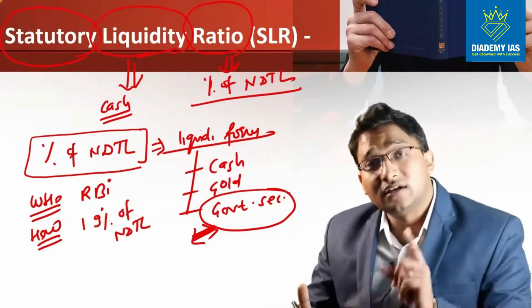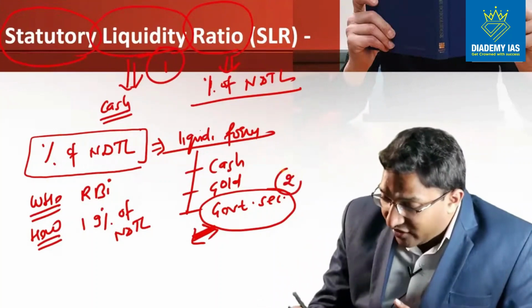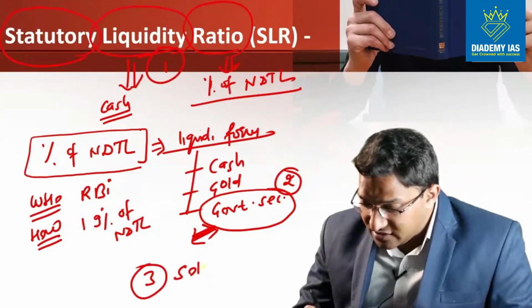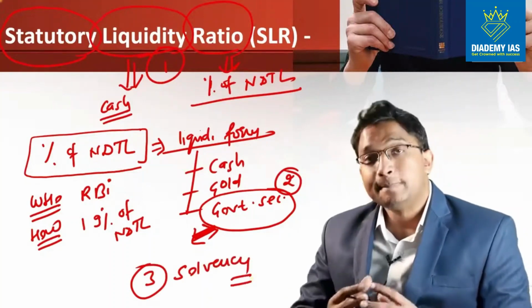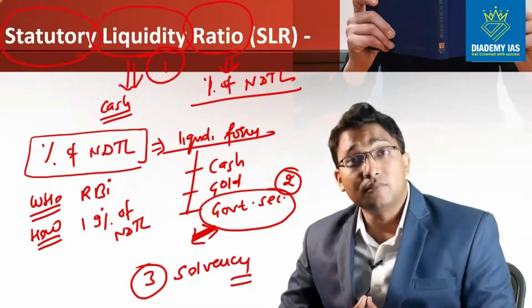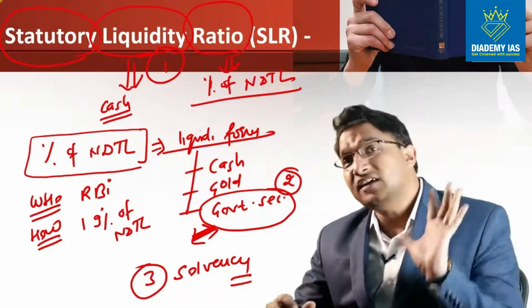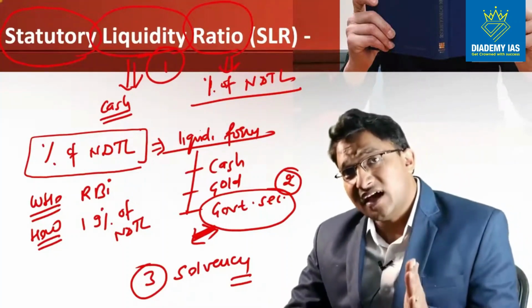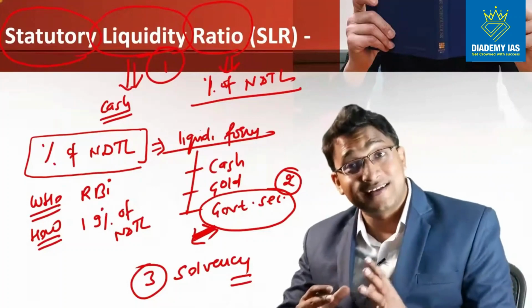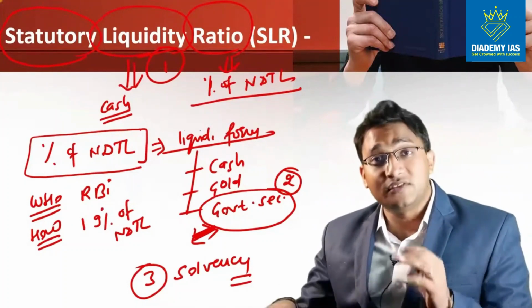What is the purpose of SLR? Again, the purpose is, number one, maintaining the liquidity; number two, acting as a source of funding for the government security; and third, maintaining the solvency of the bank. Whenever the customers come to the bank and demand their money back, the bank should have some assets with themselves. And a very crucial thing: this SLR amount has to be kept with the bank itself. It is different from CRR. In the CRR, the amount is kept with the RBI, but here the amount is kept with the bank itself.